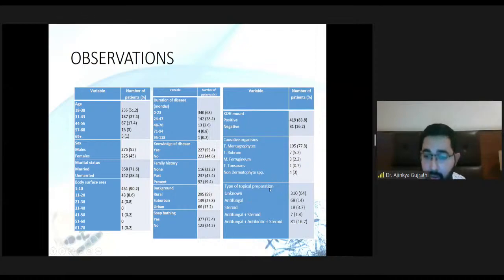When it came to the history of topical corticosteroid application, we saw that it made up a majority. A major part of this was the triple combination, that is antifungal, antibiotic, and steroid, followed by unknown, where the patient did not know what topical they were using, which also points to the lack of knowledge, or even the lack of interest, that the patient has in the treatment of his actual problem.